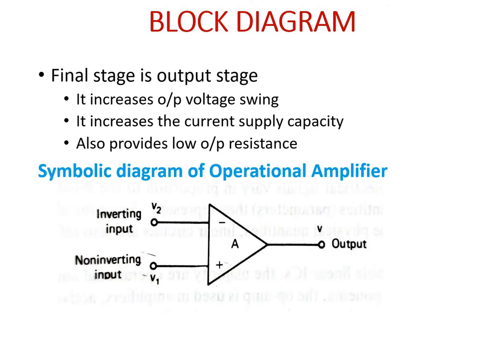This is the symbolic diagram of operational amplifier. Here V1 is the non-inverting input and V2 is the inverting input. If you provide the signal at V1 by keeping V2 grounded, you will get the same wave shape, that is in phase with the input. And if you apply the input at V2, that is the inverting input terminal, then the output will be out of phase with the input.